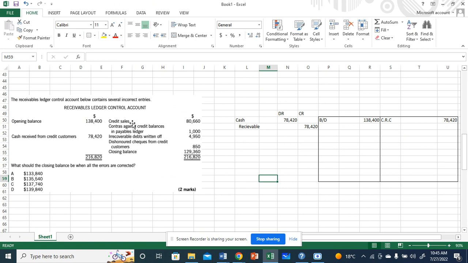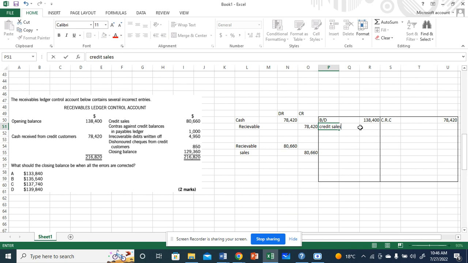Next, we have credit sales. Whenever we make a credit sale, you debit the receivables, and you credit sales. Sales is a revenue account. Even though you haven't received the money, you still have to record. So you debit the receivables. You have acquired a new asset, that's an increase in an asset. You've also earned revenue. So this credit sales is supposed to be on the debit side. Any credit sale, you debit the receivables.